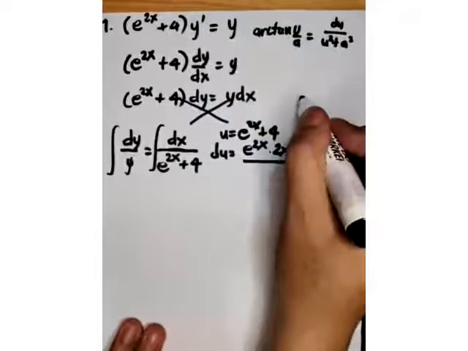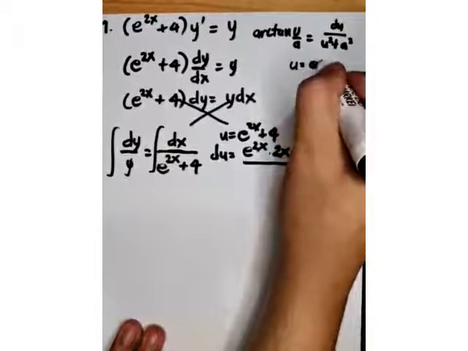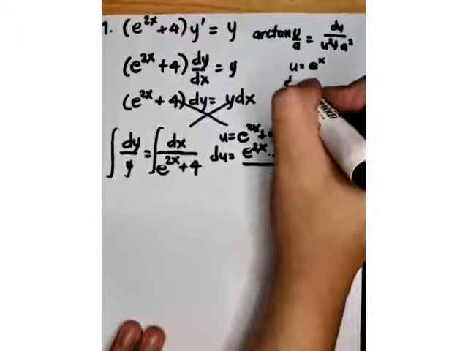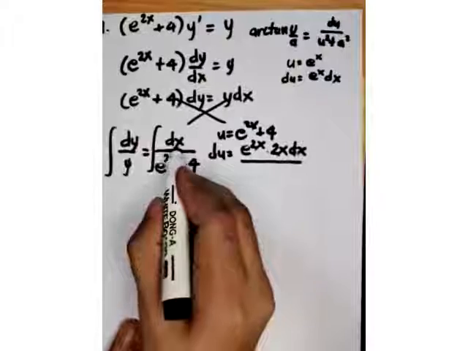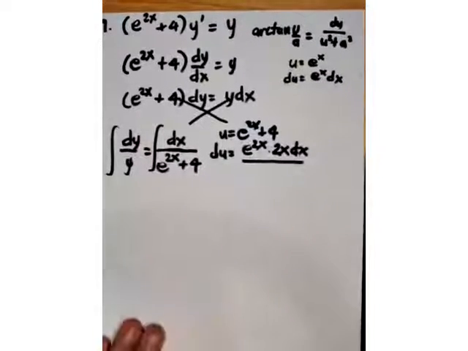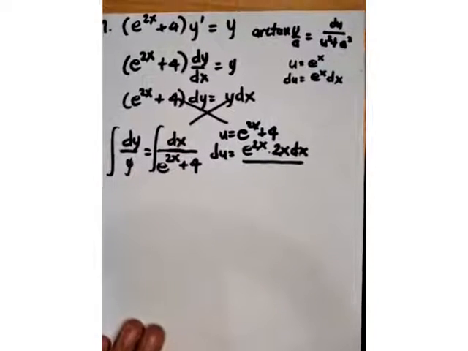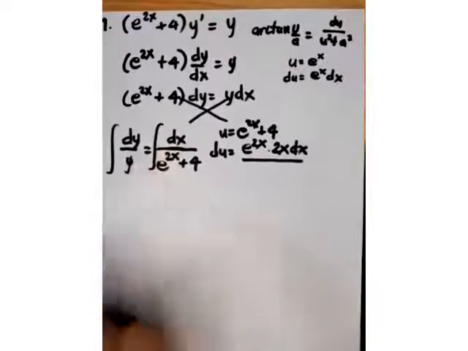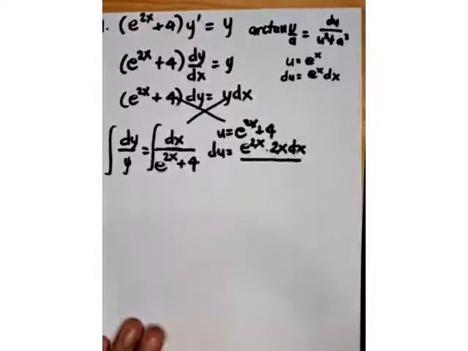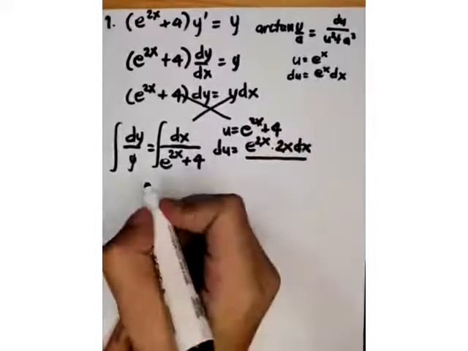Ang magiging u natin ay e raised to x. So, ang du natin ay e raised to x dx. Wala ring sa taas. Hindi rin siya pwede. Pero, pwede siya kung merong e raised to x dito. Kaya lang, tinest natin, hindi rin siya pwede. Okay? Kung hindi siya pwede, so ito na lang gagawin ko.